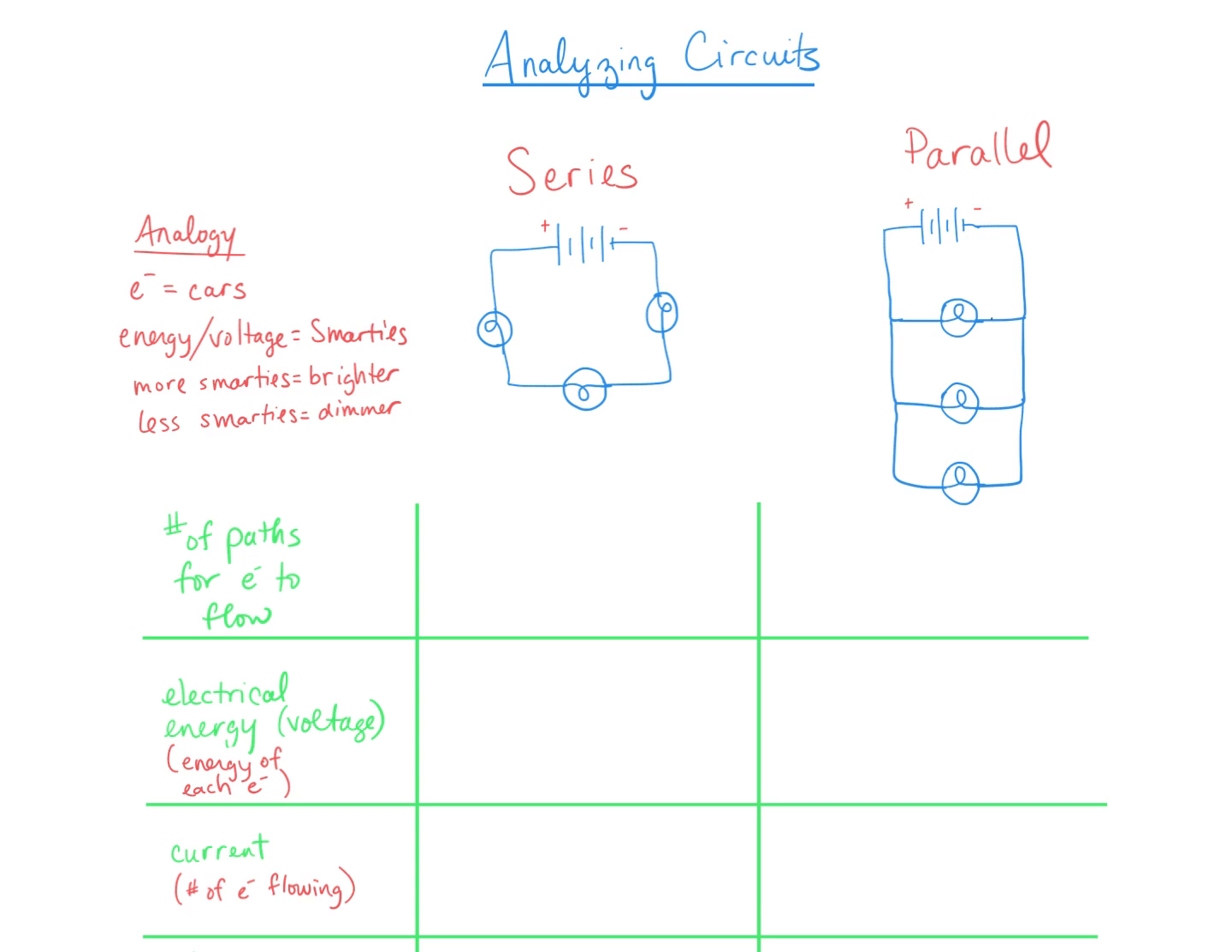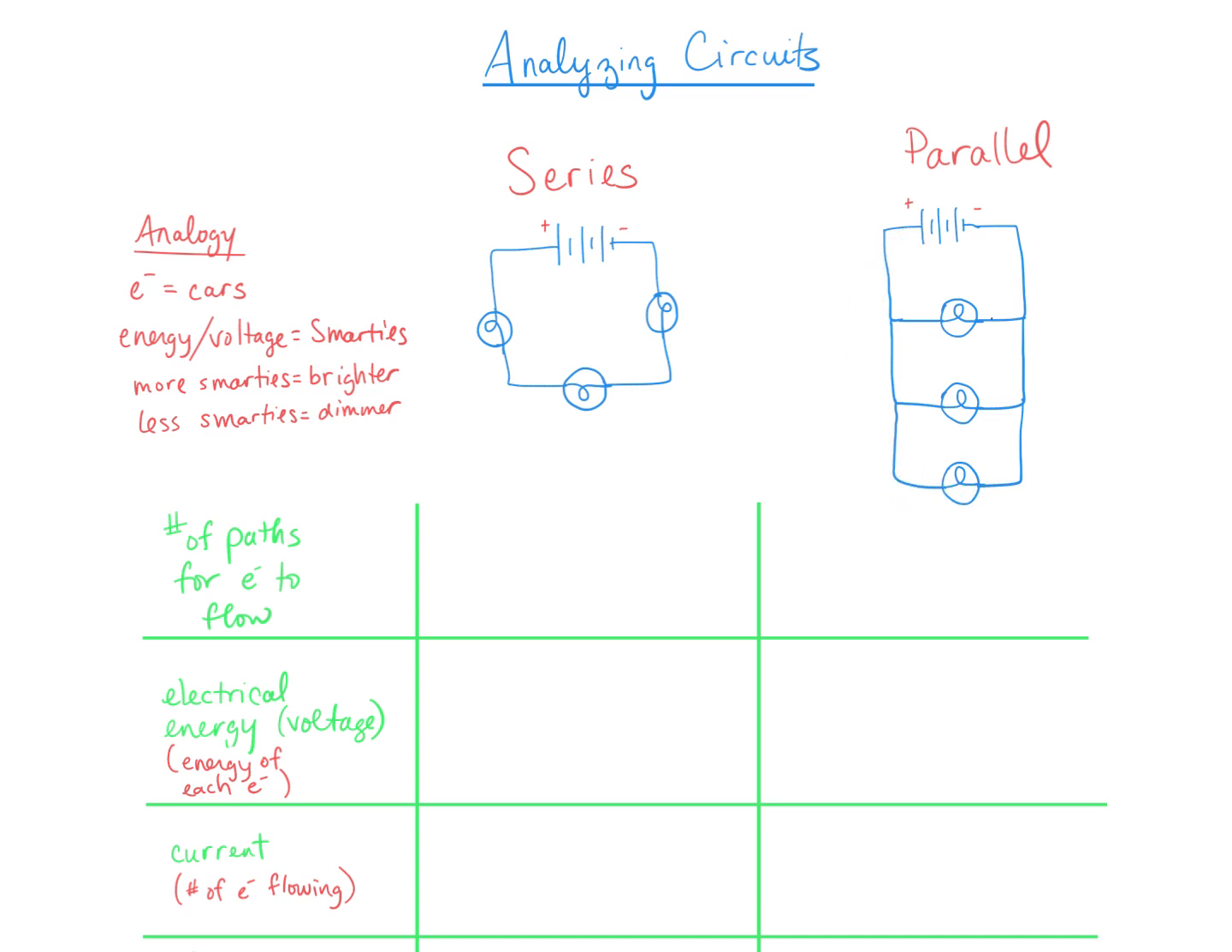So now let's analyze each circuit. First, the number of paths for the electrons to flow. So we're thinking about the electrons or cars leaving the battery here, and just look at the path. We're not even thinking about the smarties. We're just thinking about the electrons or the cars leaving the battery. How many paths do they have to get back to the battery? And we see here there's one path, much like a racetrack. Whereas on this side, electrons that leave the battery might take this path, they might take this path, or they might take this path. So there's actually three paths for the electrons to flow.